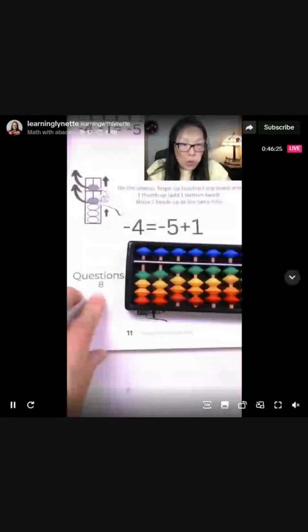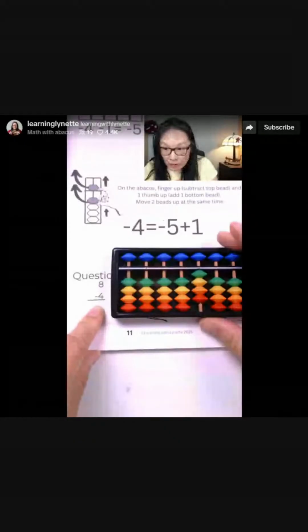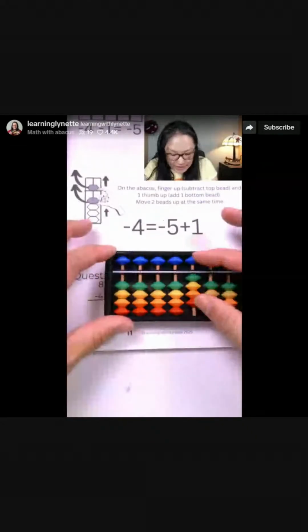we have 8, right? We have 8 on the abacus. When we have 8 on the abacus, I want to take away the 4. When I take away the 4, what am I going to do? I'm going to minus the 5 plus the 1. My final answer is 8. Did that make sense? So when we're looking at it, you will see a number pattern. I add the 4, I take away the 4. I add the 4, I take away the 4.